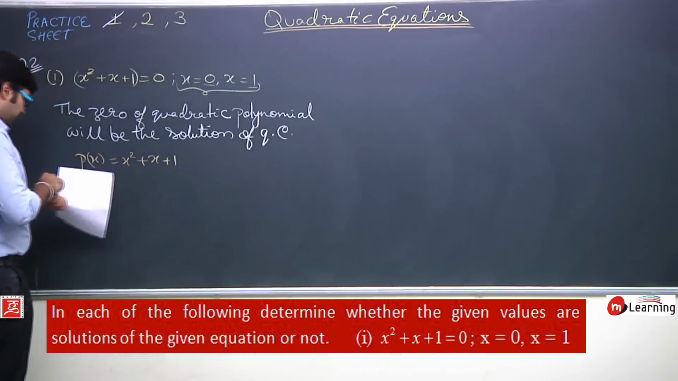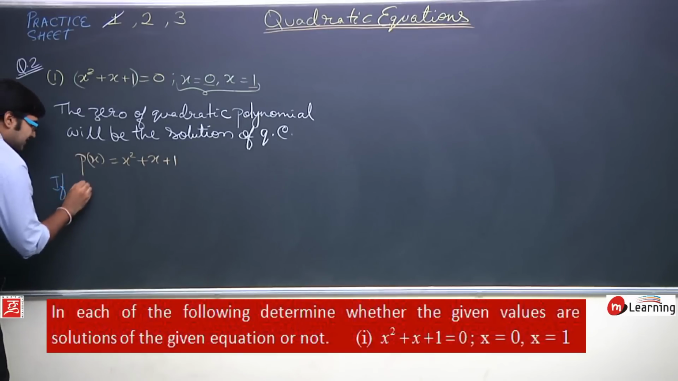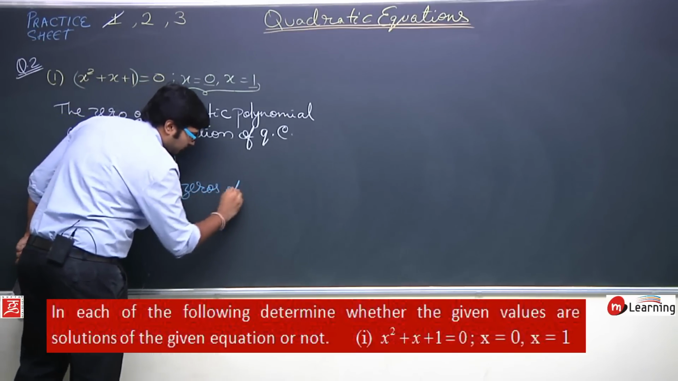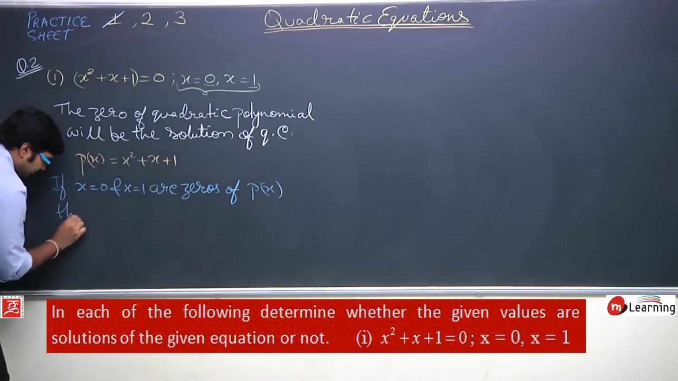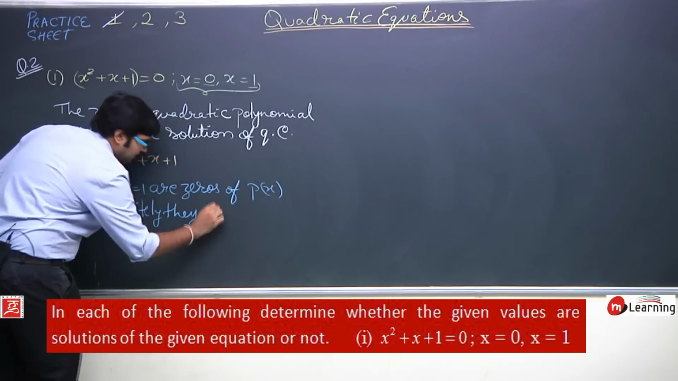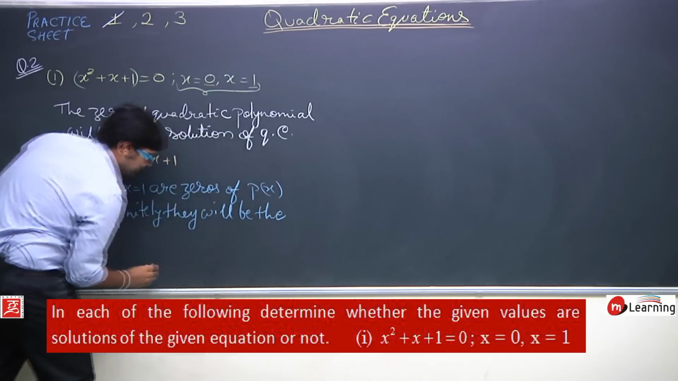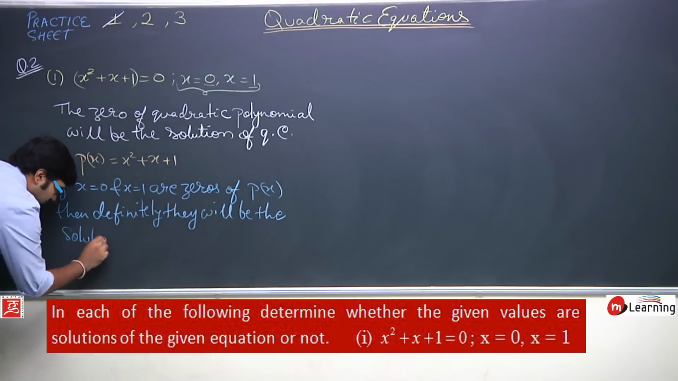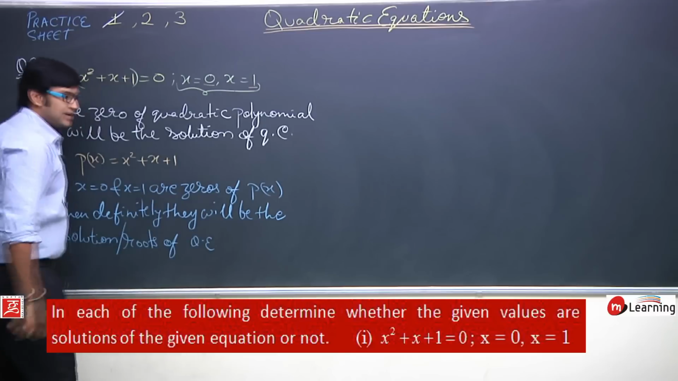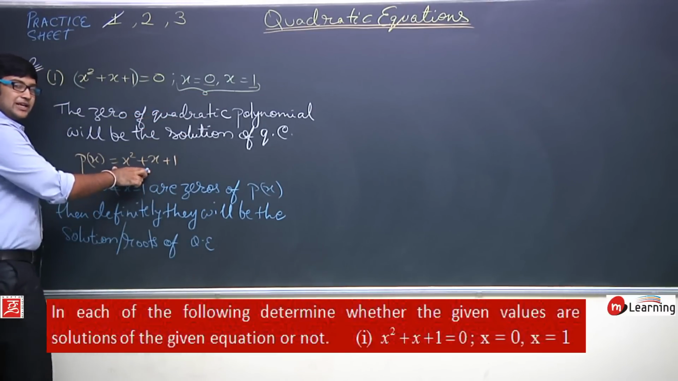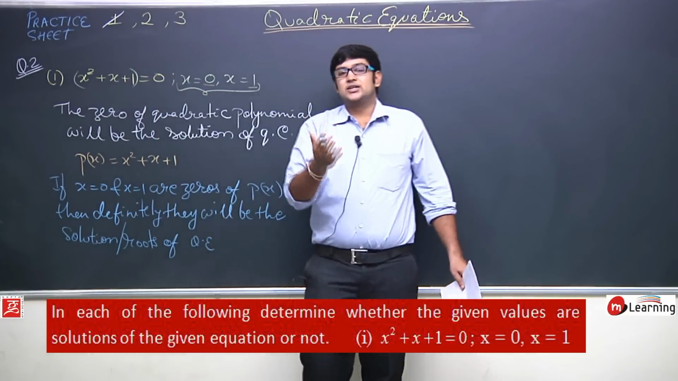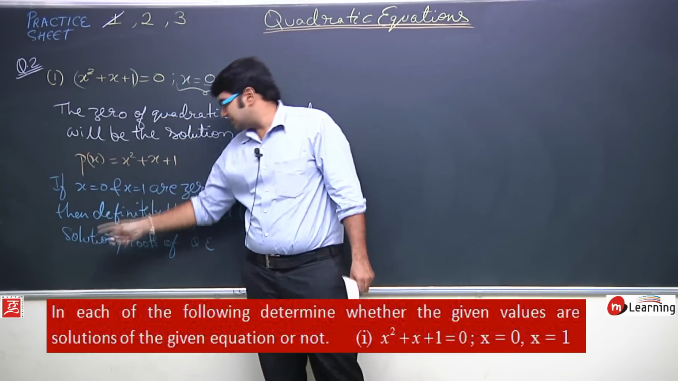So I will say that if x is equals to 0 and x is equals to 1 are zeros of p of x, then definitely they will be the solution or roots of quadratic equation. मतलब अगर ये दोनों वैल्यूज इस पॉलिनोमियल के जीरोस हो जाते हैं तब हम कहेंगे दैट ये दोनों वैल्यूज इस क्वाड्रेटिक इक्वेशन के सॉल्यूशंस हैं, या फिर ये दोनों वैल्यूज इस क्वाड्रेटिक इक्वेशन के रूट्स हैं.